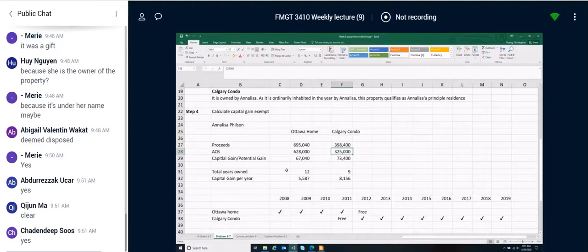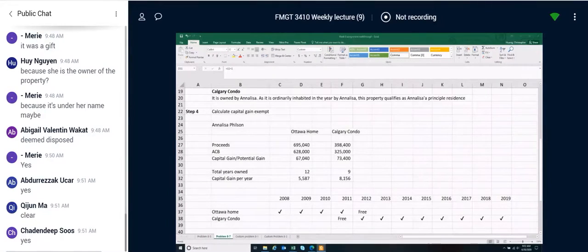She paid 325 for the condo. So your capital gain is 67,040 and 73,400 respectively. Okay? So now you sit there and say, again, because we've got both properties sold, we want to figure out what the capital gain per year is. Because again, your limiting factor is the number of years you have. So what is the value of each year for each property?